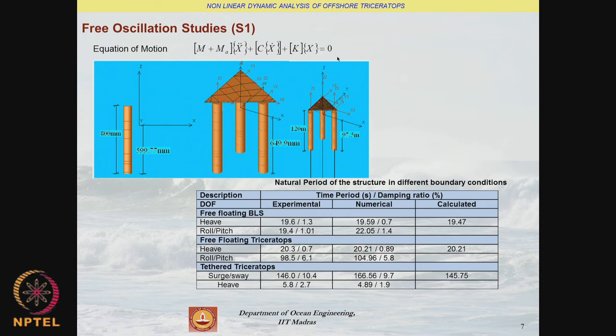The classical equation of motion for a free vibration study will help us find the free periods which are seen on the experimental model. One can see here for a free floating system the experimental models show the heave, roll and pitch degrees as you see here, whereas for the tethered Triceratops they are showing slightly higher values compared to a TLP. However, they have a very strong heave restraint system. So, the platform is heave restrained in the vertical plane, whereas the platform remains isolated and highly compliant in the horizontal plane, that is in surge and sway degrees of motion.